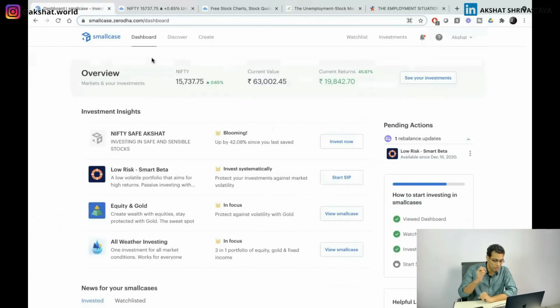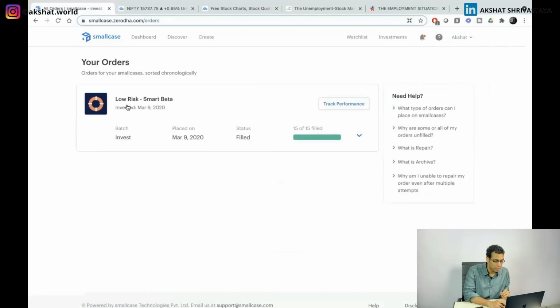For this, let me go into my Smallcase. I made a small purchase back in March of 2020, just for juxtaposition and comparison, to see how I invest vis-a-vis other mutual fund managers in Smallcase invest. I made a Smallcase investment in an instrument called low risk smart beta. This order was placed on March 9, 2020, and let's look at the current value of that particular purchase.